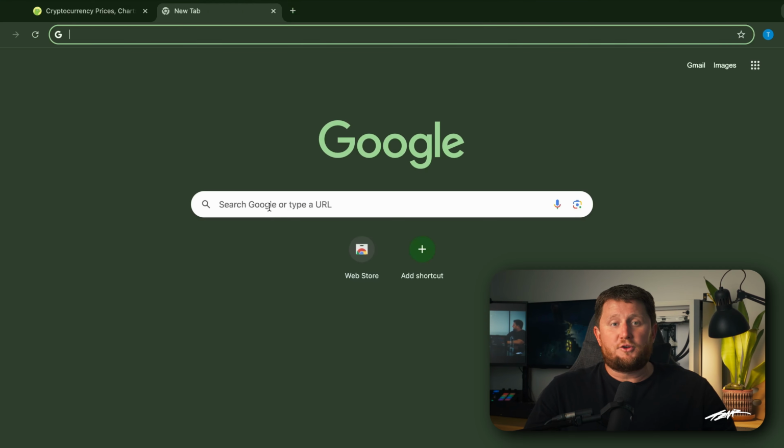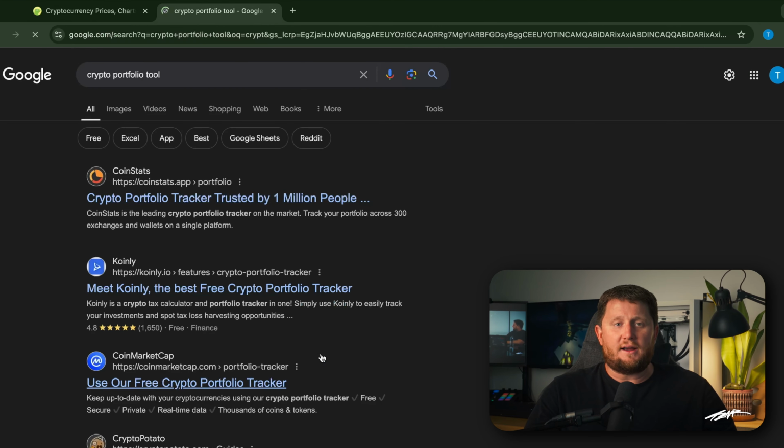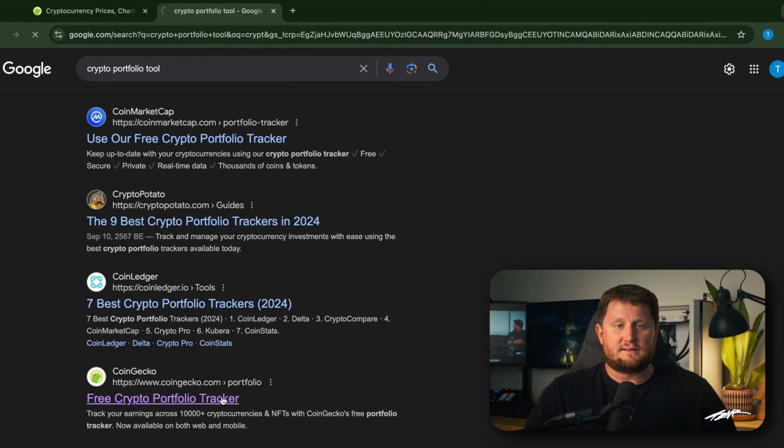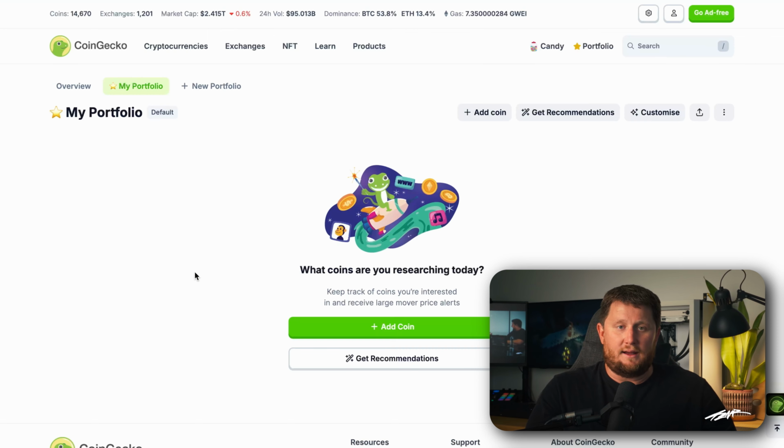If you're searching for a crypto portfolio tool, you will quickly find CoinGecko. It is one of the leaders. Why Gecko? I have no idea.